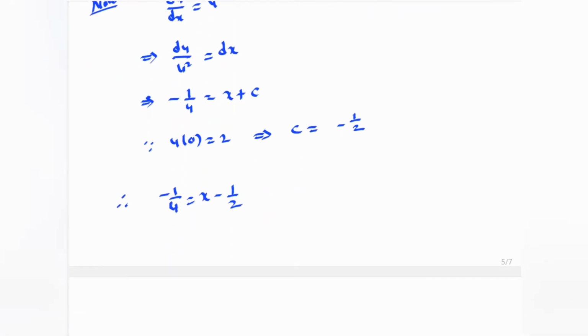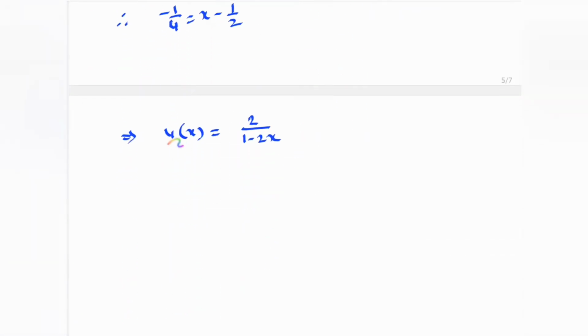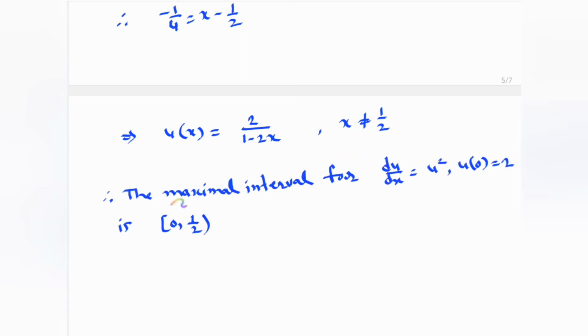So minus 1 upon u equal to x minus half, and the solution of the initial value problem u dash equal to g of u equal to u square, subject to u(0) equal to 2, will be 2 upon 1 minus 2x, where x is not equal to 1 by 2. When x tends to 1 by 2, the solution will tend to infinity. So the maximum interval for the initial value problem du by dx equal to u square, u(0) equal to 2, is 0 to 1 by 2.